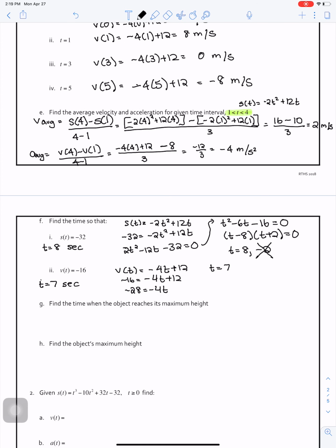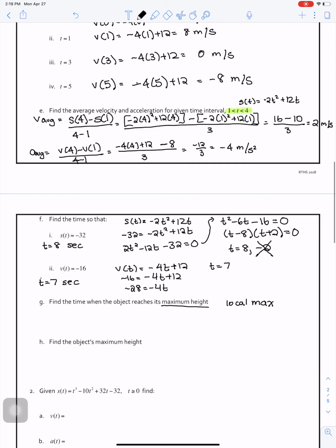Find the time when the object reaches its maximum height. So now we're looking for a maximum height, which is like a local max here. When I'm trying to find a local max, I take the original function and take the derivative. My velocity function is -4t plus 12, which is the derivative of position. I set the derivative equal to 0 to find my critical points. So t is 3. I draw my number line. We're not going to go below 0. I'm going to test my derivative and then say something about my position.